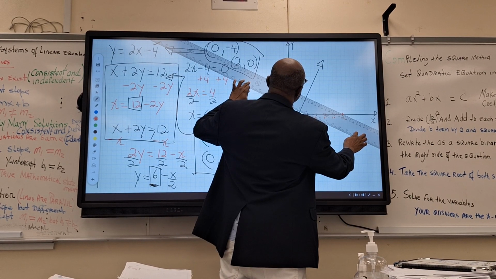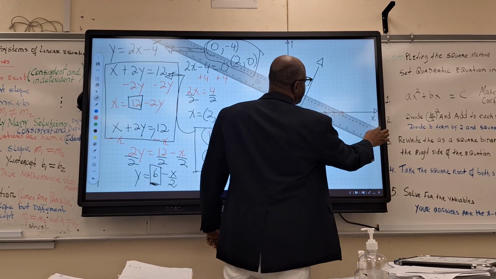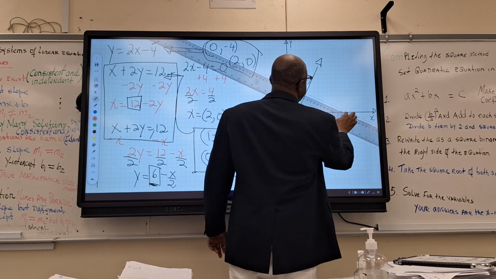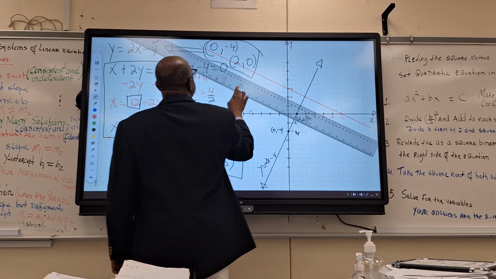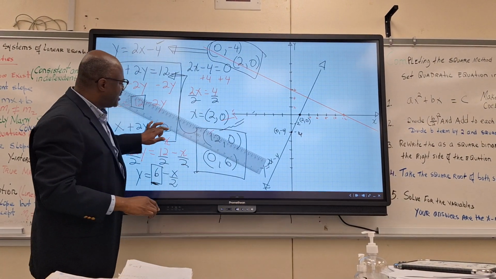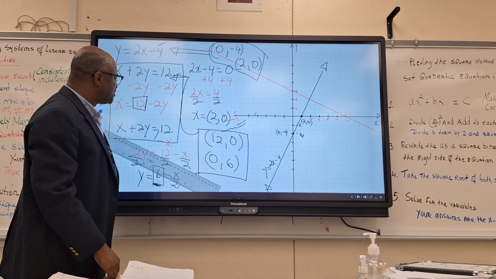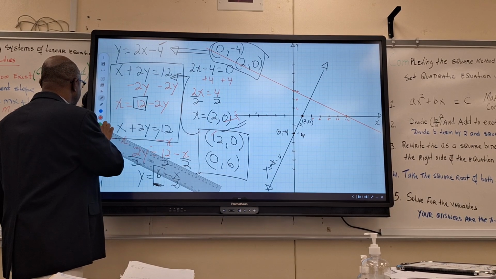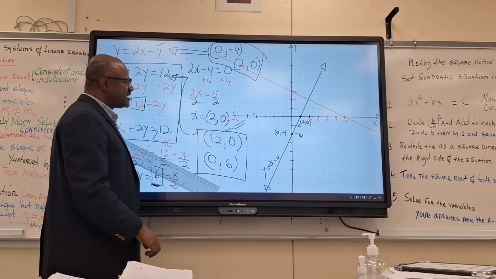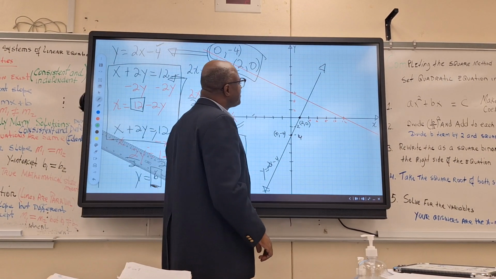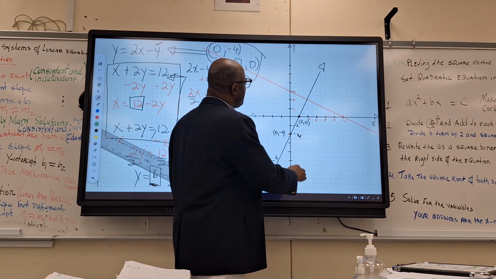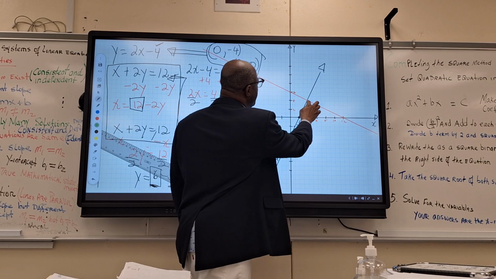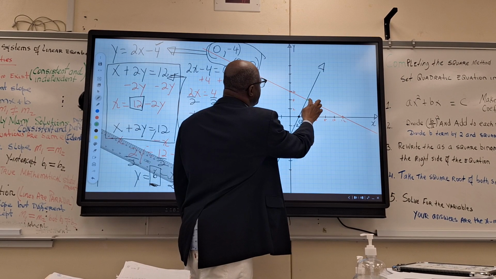Graphing is not the best method, but it could work, right? Then you go, and the graph will find a solution for you. Now let's see if we can pinpoint the solution, where those 2 lines intersect. Do you know what point that is? 4, 4, more or less. That will be somewhere down there. That will be your solution.